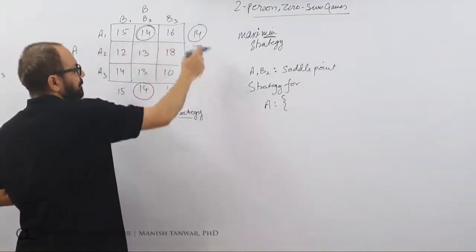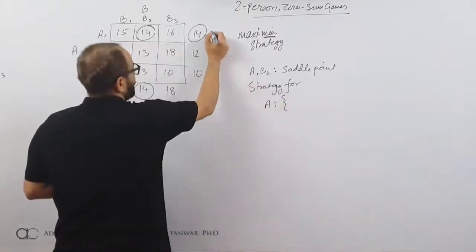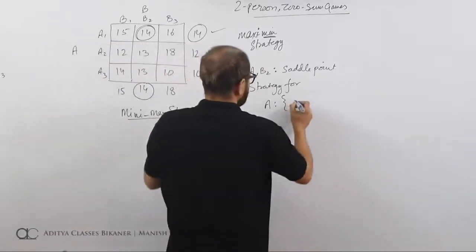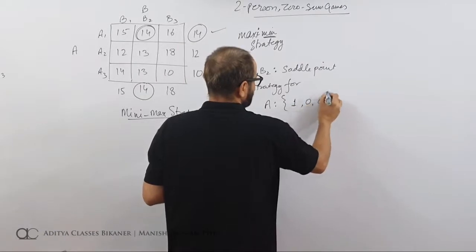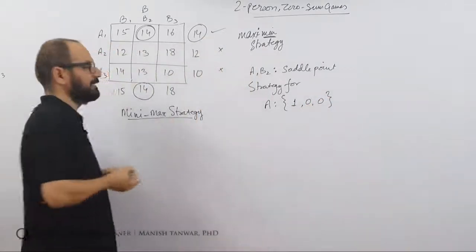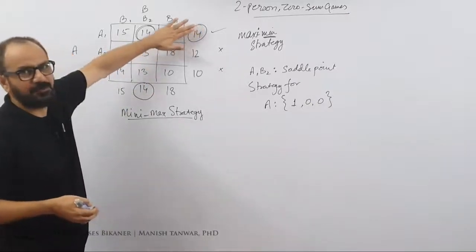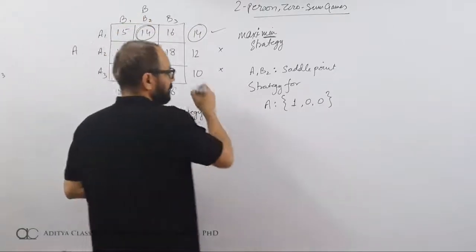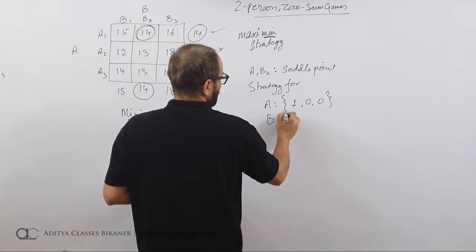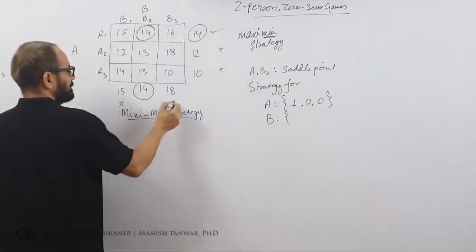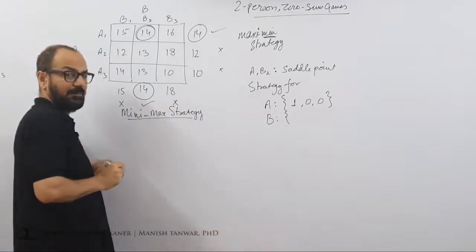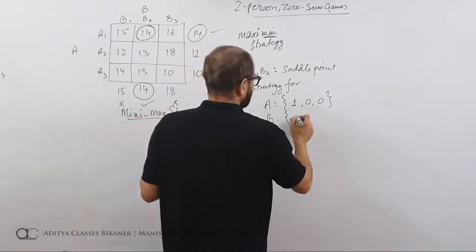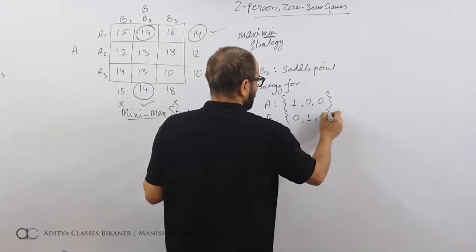If we have a saddle point in the game, then the strategy for A would be 100% of the times this, and never am I going with second or third. So this will be 100% of this. If there is a saddle point, it tells me that this is the best strategy for A and this is the best strategy for B, if both 14 are pointing to the same place. We'll see what this means. Strategy for B would be never go with this, never go with this, always go with this. Why am I calling it always go with this? Because it is a saddle point. So never, always, never.